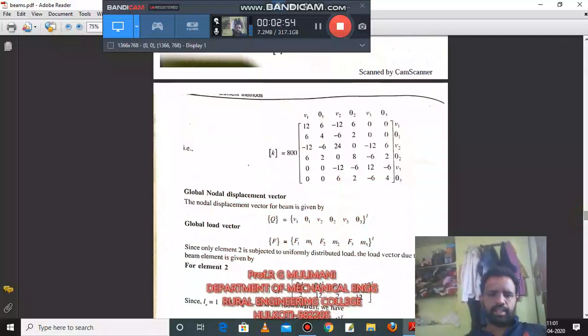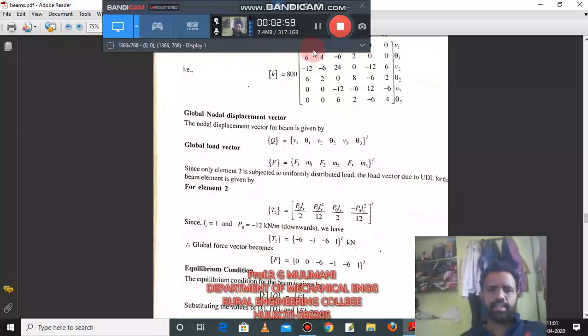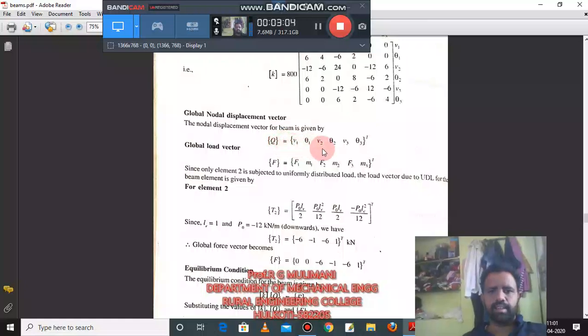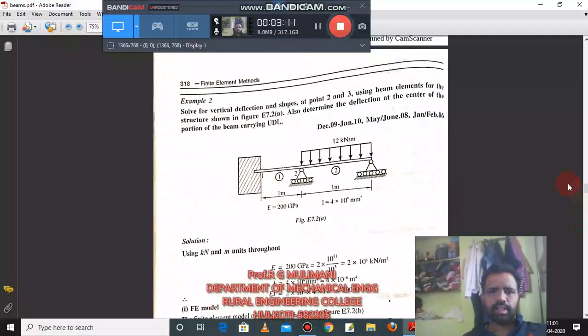Now KQ is equal to F, where K is the global stiffness matrix and Q is the nodal displacement vector. What are the nodal displacements? V1 theta 1, V2 theta 2, V3 theta 3. Node 1, what is the constraint there? Node 1 is fixed, so V1 and theta 1 are 0, and at node 2 there is no vertical displacement, it is a roller support, so V2 is 0 and V3 is also 0 as it is a roller support. So the unknowns are theta 2 and theta 3.